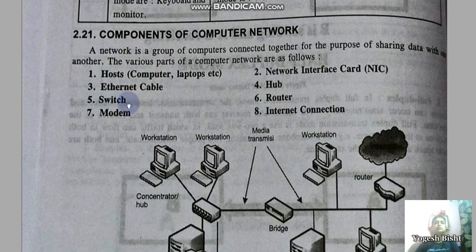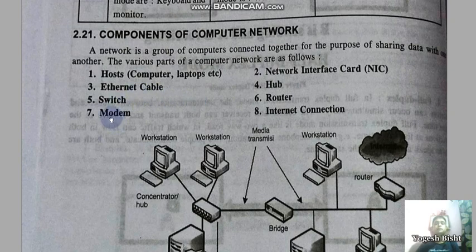Switch is also a sort of hub, which is a little smarter than a hub, and it not only creates a network of computers, but it also amplifies the signal that is flowing within the network. Next is a router, which is more important than the switch and hubs, used to create a network between two different already created networks.